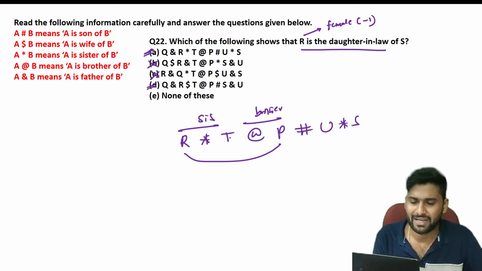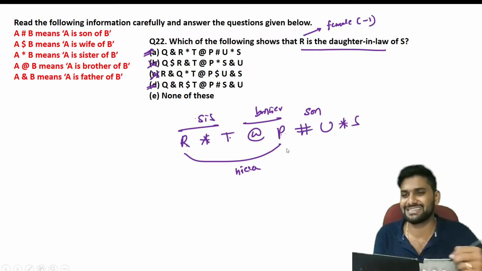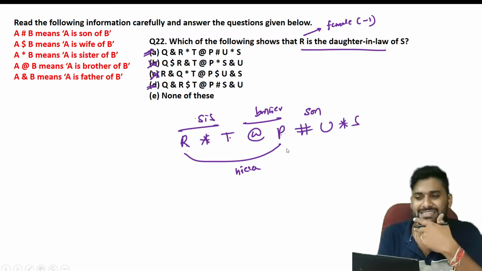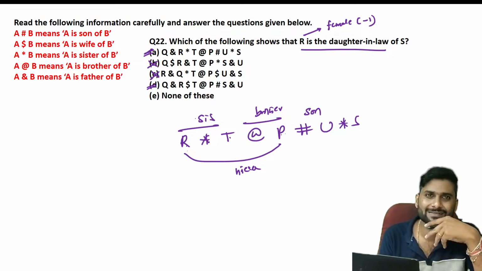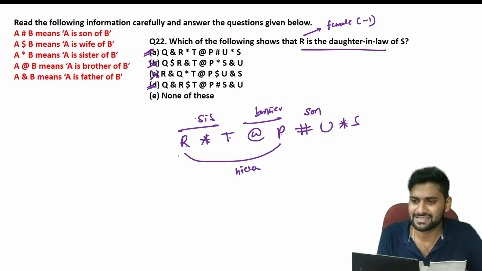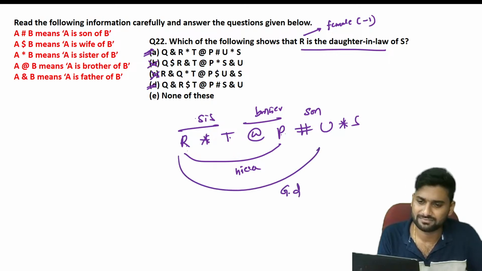Now, how is R related to P? Brother's sister. What is the relation for brother's sister? A niece. Are you clear? What is hash here? Son. Now see, R related to P is a niece. P related to U is a son. Son's niece. Guys, here how is son's niece? My son's niece, definitely it's a granddaughter, right?